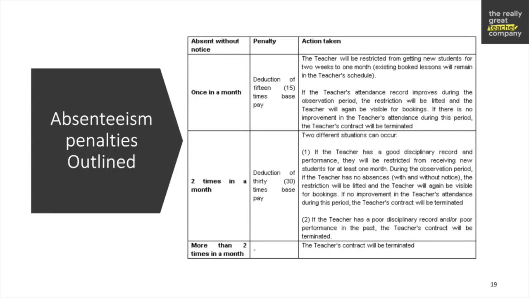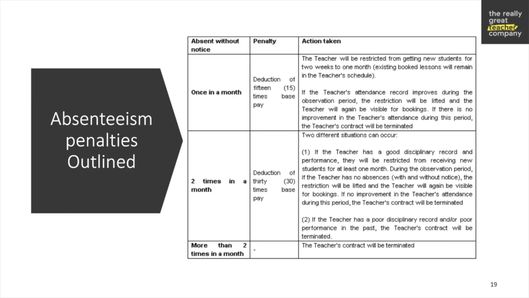Next, two different situations can occur if you have had two missed lessons within 1 month. Number one, if you had a good disciplinary record and good performance, you will be restricted from receiving new students for at least 1 month. During the observation period, if you have no absences with or without notice, the restriction will be lifted and you will again be visible for bookings. If no improvement in your attendance is made during this period, your contract will unfortunately be terminated.